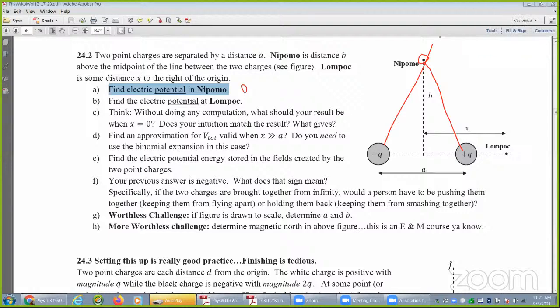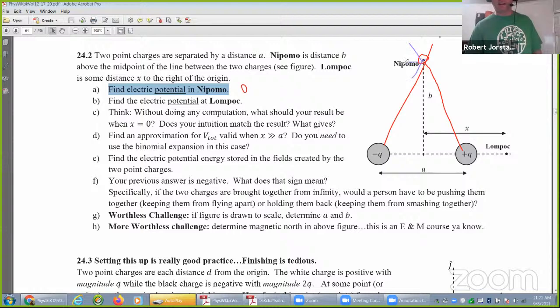No. Which way is the electric field pointing in Nipomo? To the left? Yeah, because there's going to be a plus charge here, a minus charge there, and that's going to contribute to go that way. All right, so far so good. Now let's say we want to get the electric potential down in Lompoc. In this case, I'm going to go to the whiteboard and sketch it out. You guys can sketch it on your paper. This is 24.2b. All right, got a minus charge here, got a plus charge here.